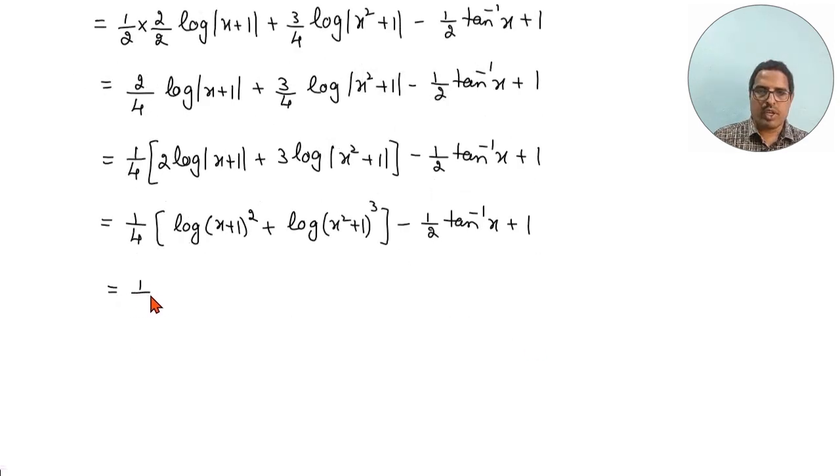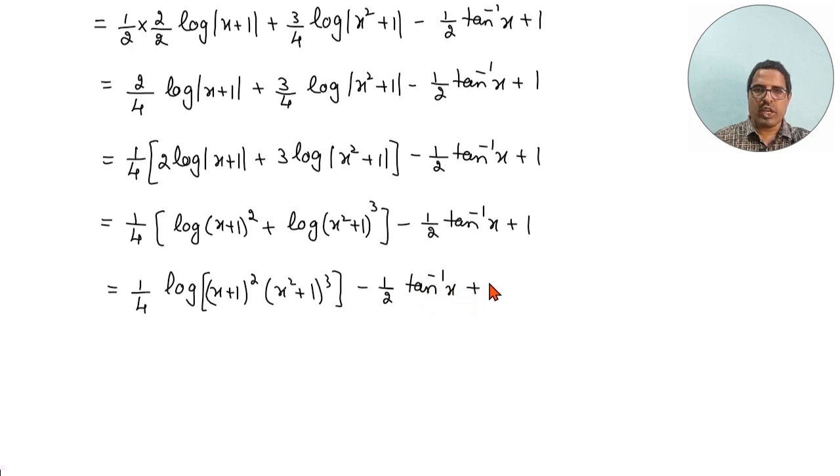This can further be written as 1 by 4. Is it not in the form of log m plus log n, which will be log m into n. So we get log of x plus 1 whole square into x square plus 1 whole cube minus half times tan inverse of x plus 1.